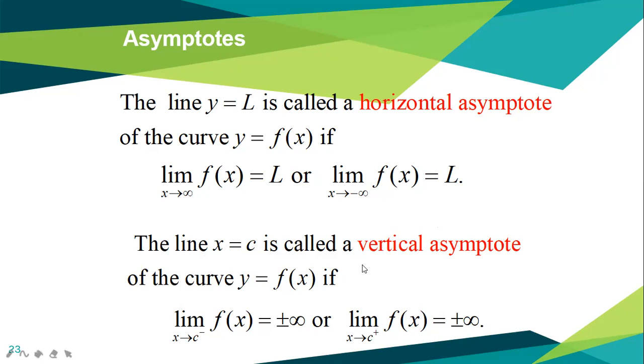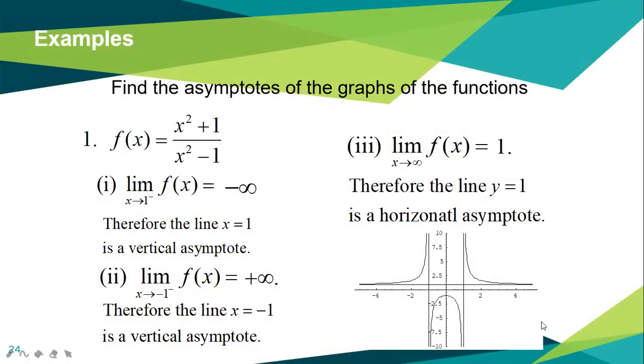The line x is equal to c is called a vertical asymptote of the curve y is equal to f of x if the limit of f of x as x approaches a constant value from the left, the left-hand limit, is equal to positive or negative infinity, or the limit as x approaches a constant value from the right, the right-hand limit, is equal to positive or negative infinity. So, recall that asymptotes are getting closer and closer but never touch our curve. Okay?